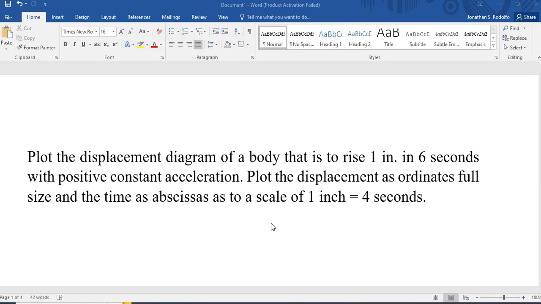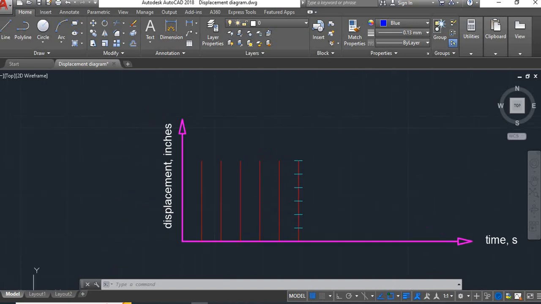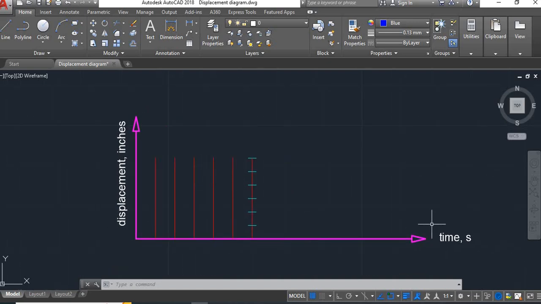constant acceleration. Plot the displacement as ordinates, full size, that is the y-axis, and the time as abscissas, to a scale of 1 inch equal to 4 seconds. Okay, so we have here the time and displacement axes, the time and displacement plane.